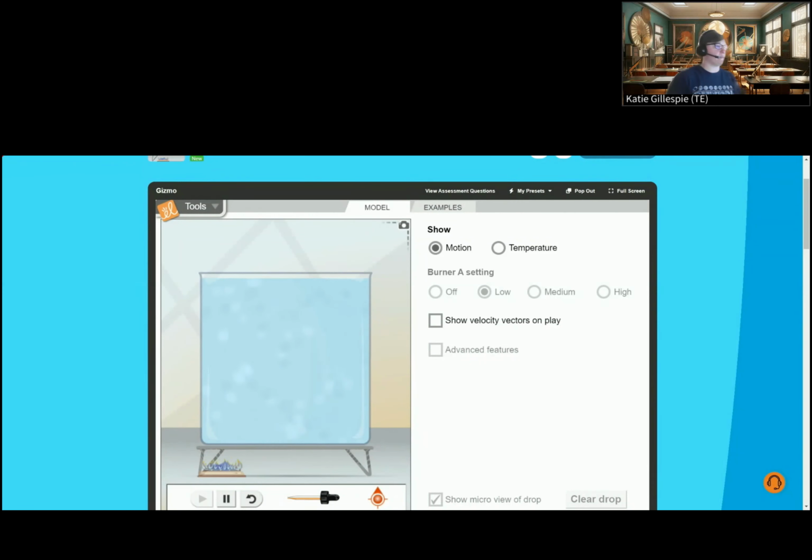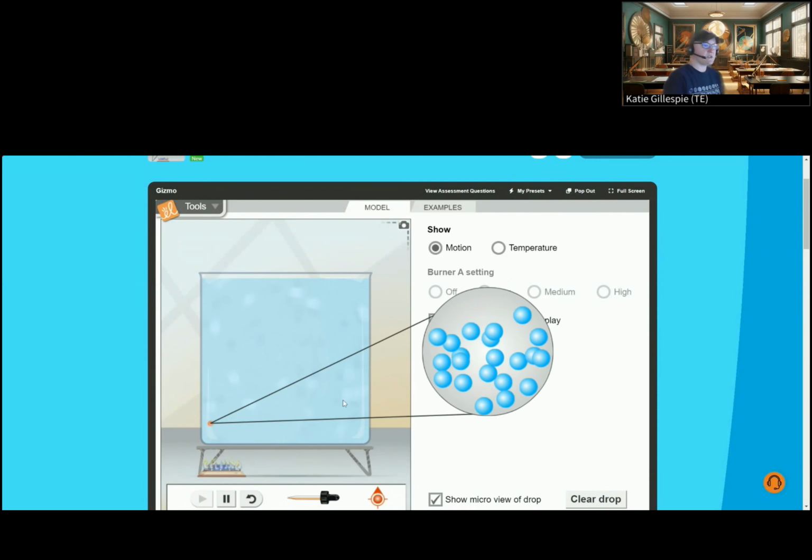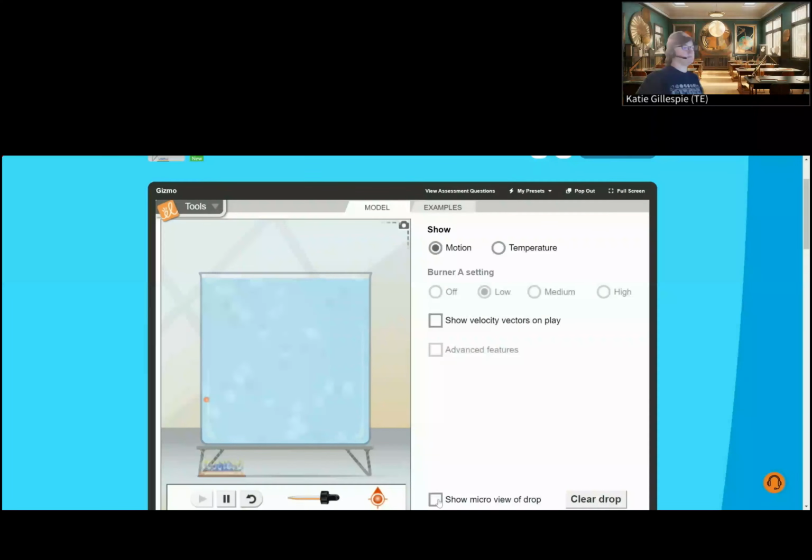Drag the eyedropper into the beaker just above the burner and let it go to release an orange liquid into the beaker. What do you notice about its path? So I'm going to drop this in here. Oops, I need to turn off micro. What do you notice about its path? Where is it rising? Is that in relation to the heat source?